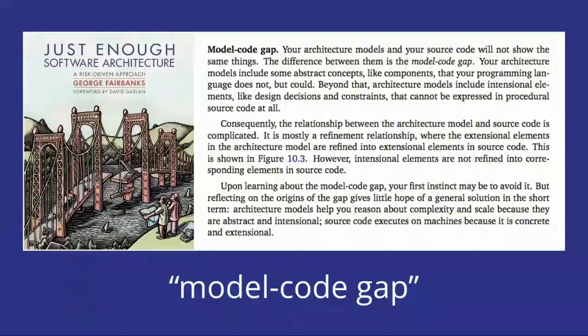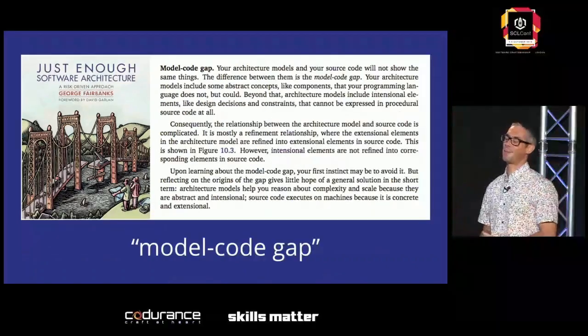The significant decision we make in terms of layering is one of structure rather than technology choices. So this is all about very subtle trade-offs. So the model code gap, there's a great book on architecture by George Fairbanks. The model code gap is basically, imagine we are having an architecture discussion or we're drawing some diagrams on a whiteboard. We are going to be using terminology like component, service, module, layer, subsystem, etc. These are abstractions we use to describe architecture.